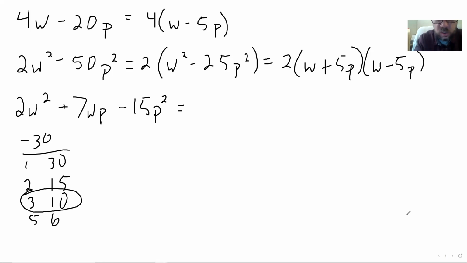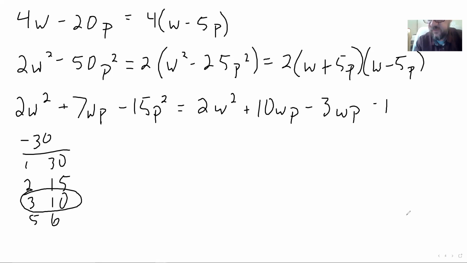So this is going to be 2w squared plus 10wp minus 3wp minus 15p squared. All right, so this is going to be 2w that we pull out of the first two, leaving me w plus 5p. Well, that looks vaguely familiar.